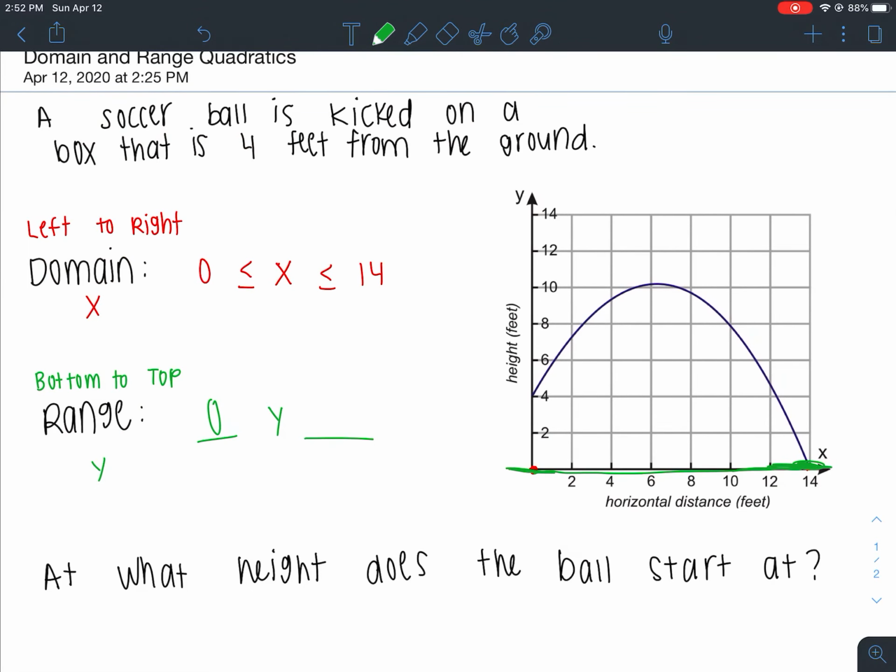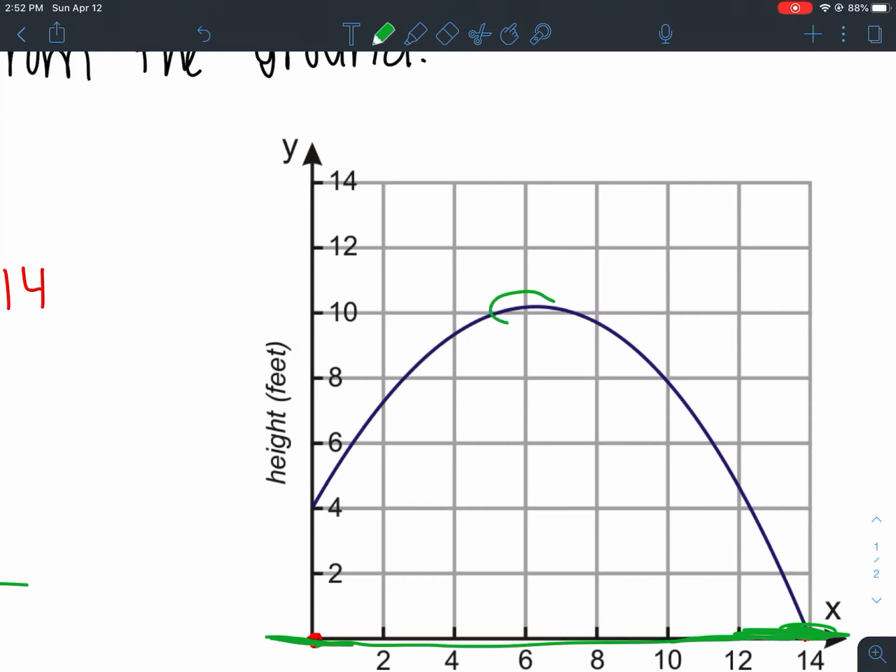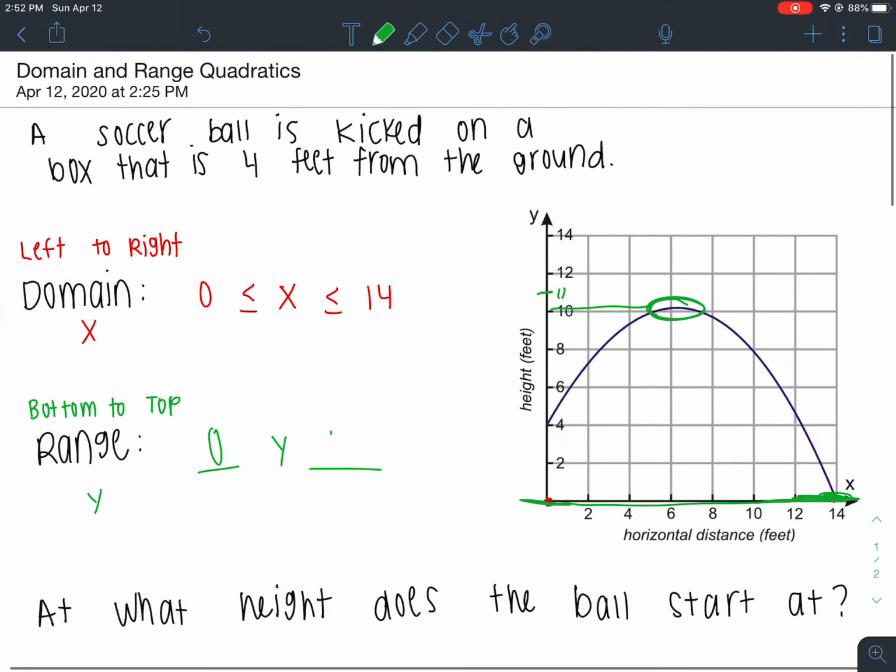And then let's look at the top. What's the highest this ball reaches? It looks like the ball reaches a little bit over 10. I wouldn't say 11, because 11 would probably be right here. So let's just say 10.2 or something. Let's just round. So the highest the ball gets is maybe 10.2 feet. Is that the most accurate answer? No, but it's a good estimate.